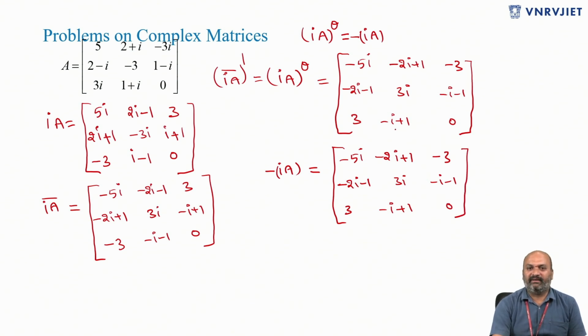Now you can look at these two matrices. Observe the first row: minus 5i, minus 2i plus 1, minus 3, in both. Similarly, the second and third rows are the same. That means iA theta is equal to minus iA. So hence (iA) power theta is equal to minus into iA. Therefore iA is a skew Hermitian matrix.